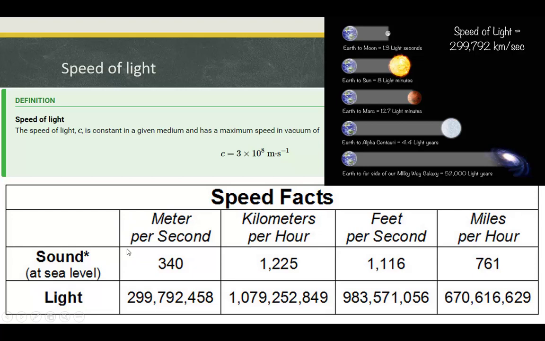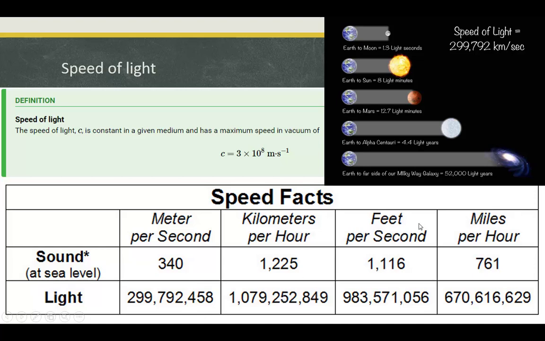Okay? Now, if we compare sound at sea level, in other words, your mom calling you from the kitchen, how fast that sound gets to your ears, and the speed of light, we can see that the speed of sound at sea level is 340 meters per second, whereas the speed of light is 299,792,458 meters per second. That's a very, very large number, and light travels incredibly fast. And we can see that as we convert it to kilometers per hour, it just gets bigger.